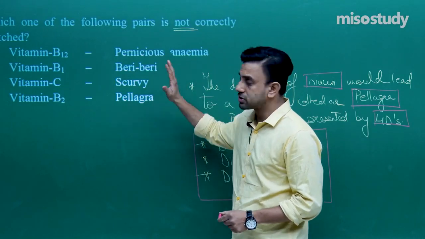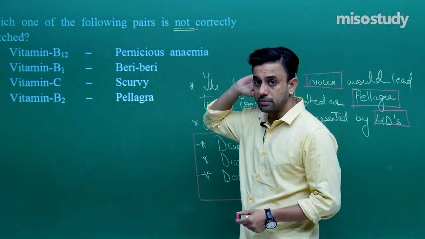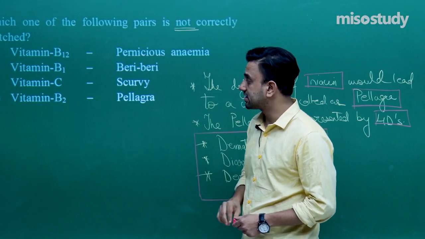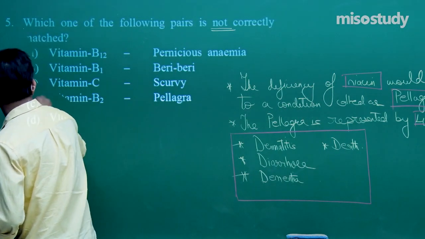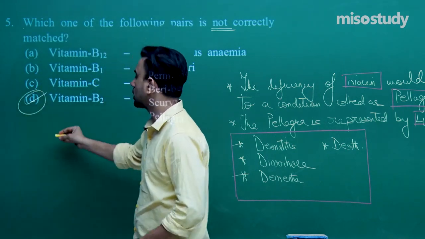Vitamin B12 and pernicious anemia, that is right. Vitamin B1, thiamine, wet and dry beriberi. Vitamin C, scurvy. So only this one is wrong. So which is not correctly matched? That is option D, the answer over here.